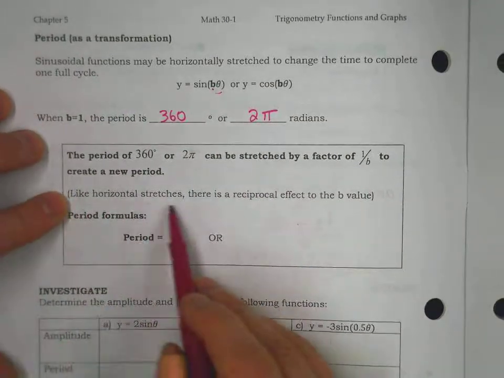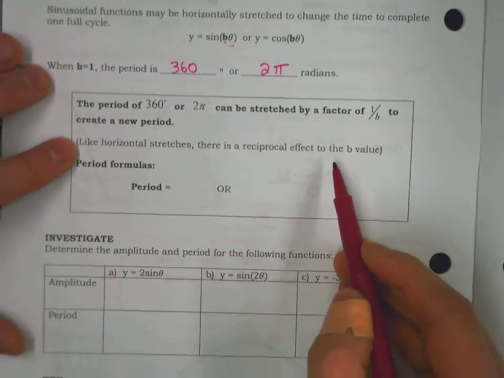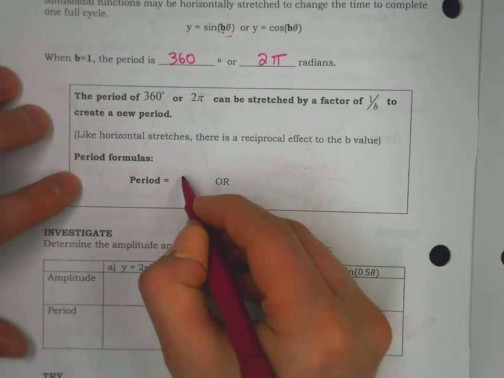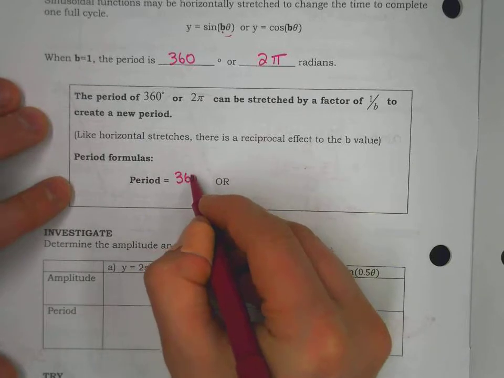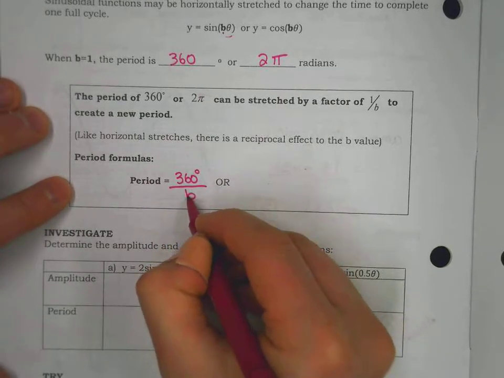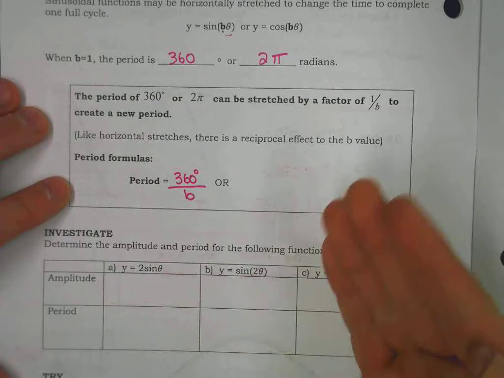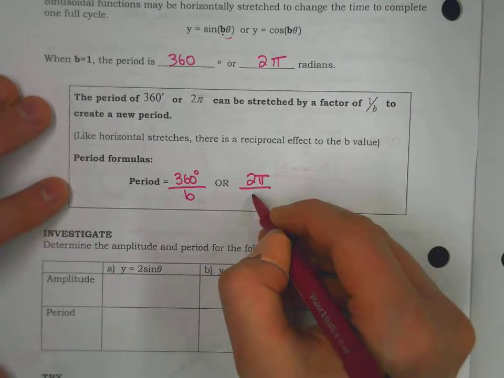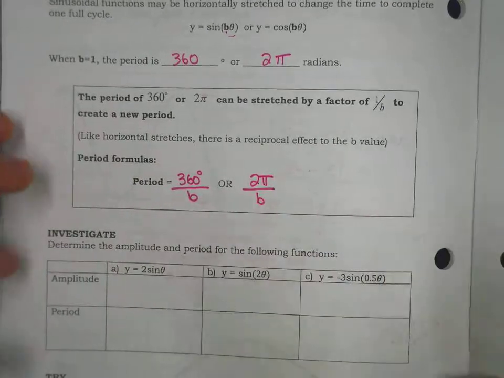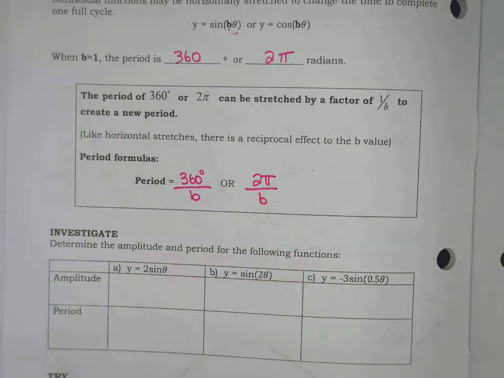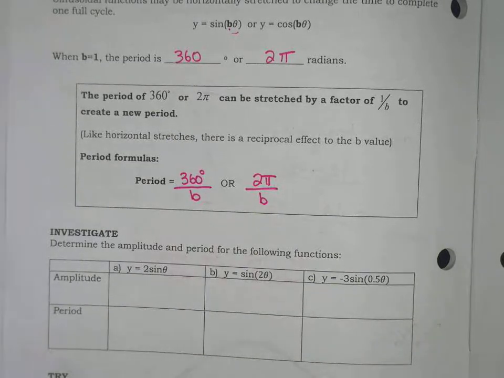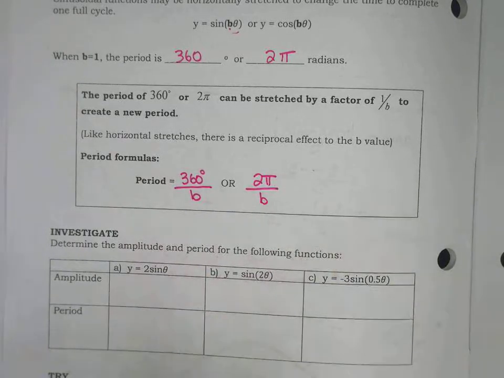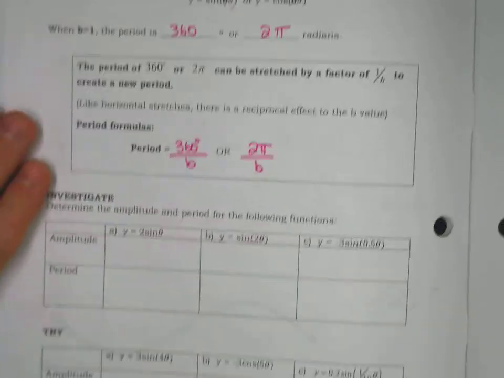So like horizontal stretches, there's a reciprocal effect to the b value. The period starts off maybe as 360 degrees, but this horizontal stretch by a factor of b is actually a division by b. Or if you're wanting to do this in radians, you could say 2 pi is the original period, and it's reciprocally affected by b. So we eventually will stop talking about this period as a horizontal stretch and more as a formula, and this will start to take on the meaning.